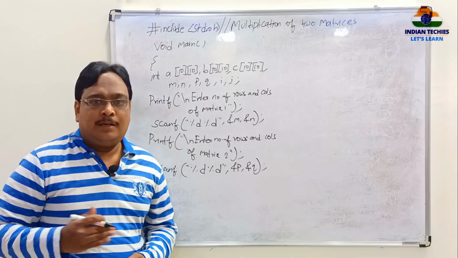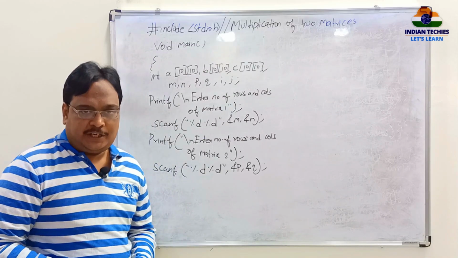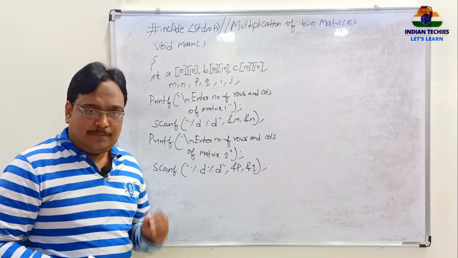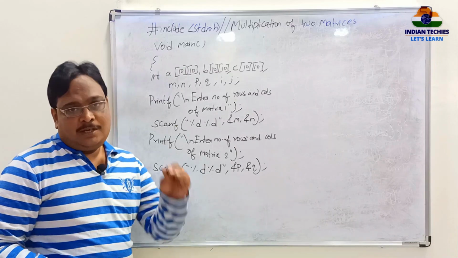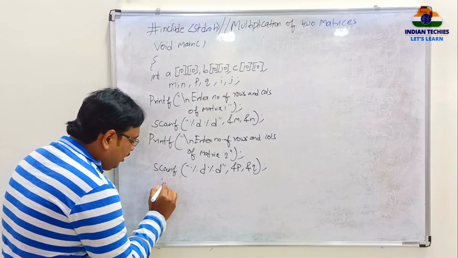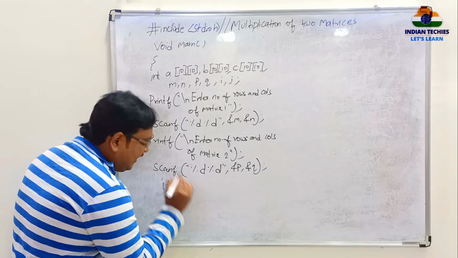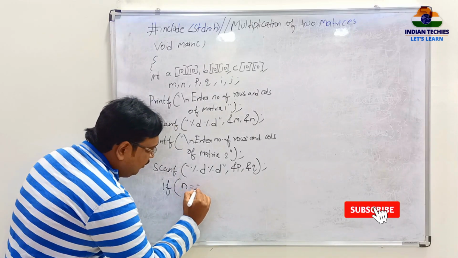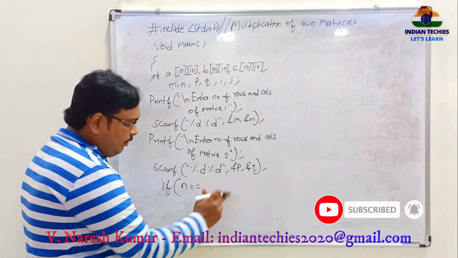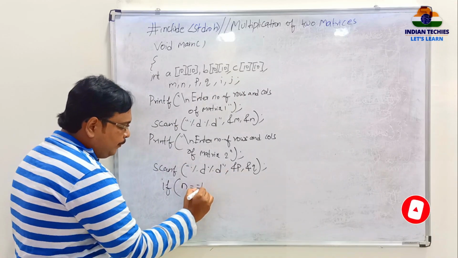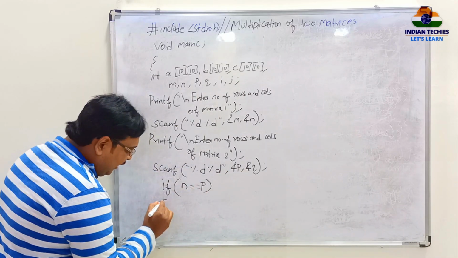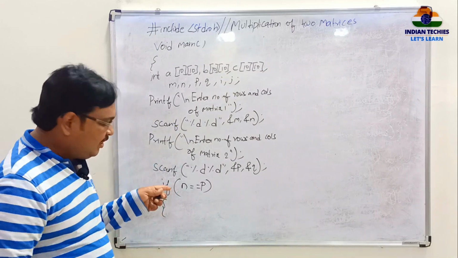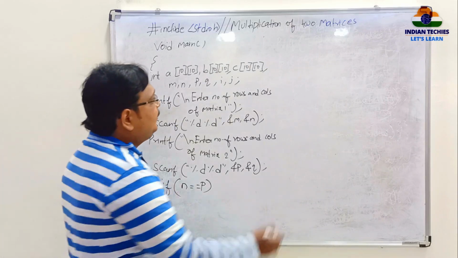Before performing the actual process of multiplication, what is the basic condition I have to check? The number of columns of the first matrix should be equal to the number of rows of the second matrix. The number of columns of the first matrix, in m and n, is n. It should be equal to the number of rows of the second matrix. In the second matrix, p and q, p is the number of rows. If both are equal, then only I can perform the next procedure for multiplication. So if this condition is true, you will go inside.